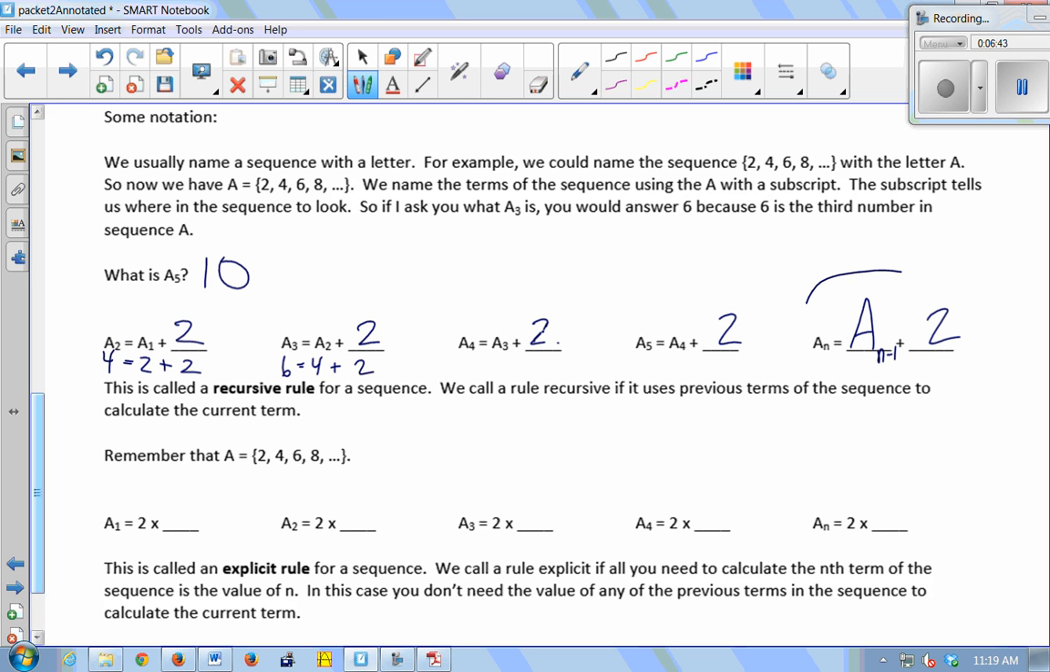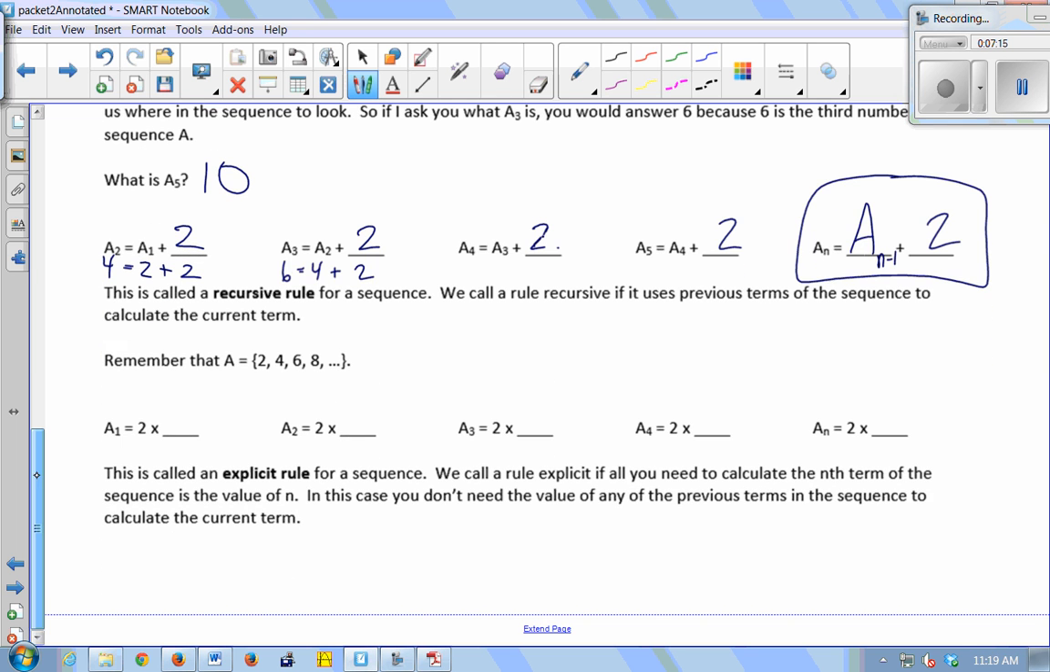So this last thing that I wrote here, we call that a recursive rule for a sequence. We call a rule recursive if it uses previous terms of the sequence to calculate the current term. So to calculate A sub n, I need to know A sub n minus 1, the term before it. So this is called a recursive rule because to get A sub n, the current term, I need to know a previous term.